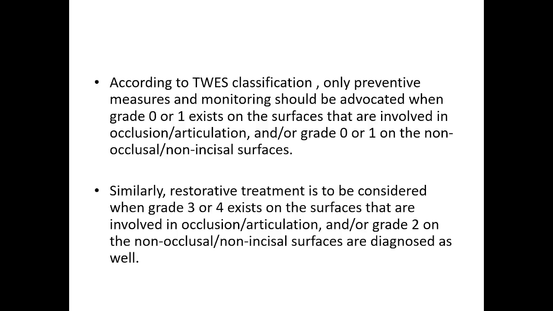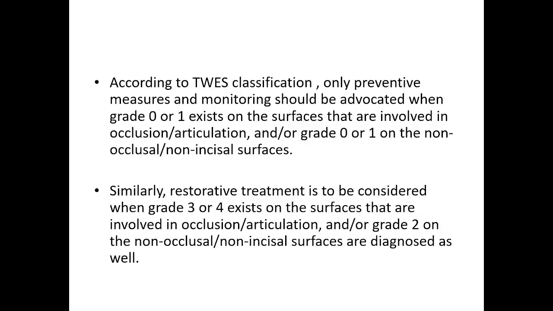According to the tooth wear evaluation system classification, only preventive measures and monitoring should be advocated when grade 0 or 1 exists on the surface. Grade 0 means there is no wear. Grade 1 means the wear is confined to the enamel on surfaces involved in the occlusal articulation, and grade 0 or 1 on the non-occlusal, non-incisal surfaces.